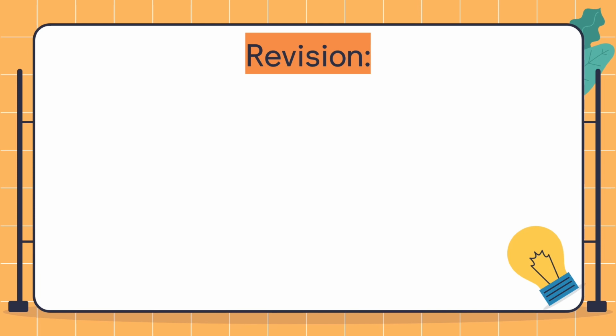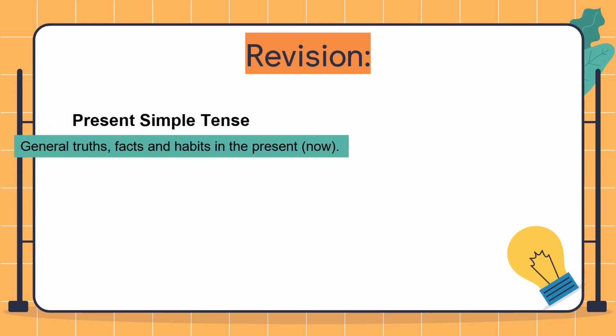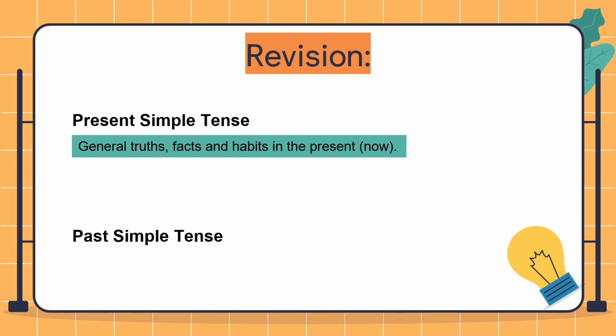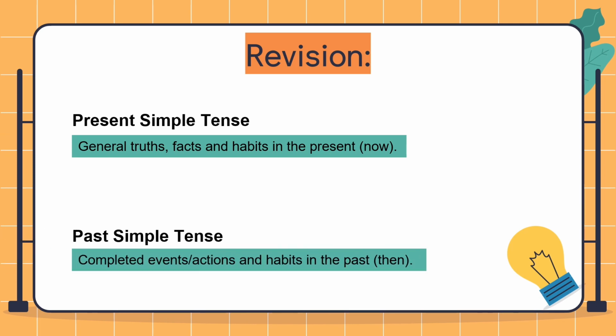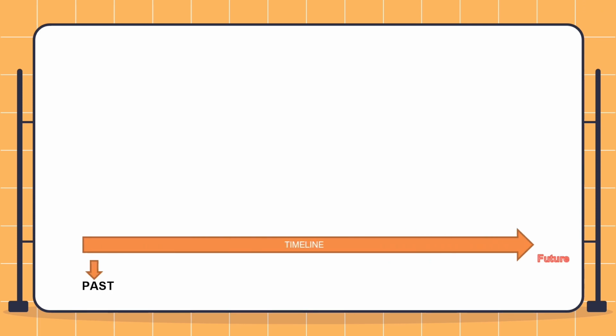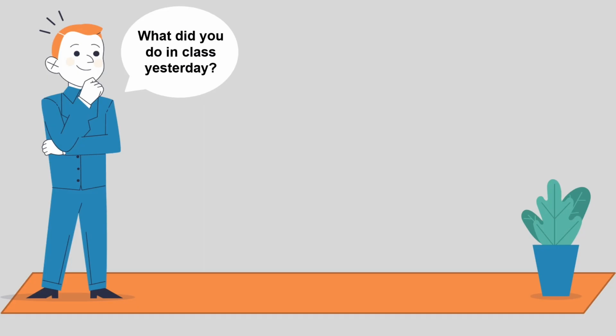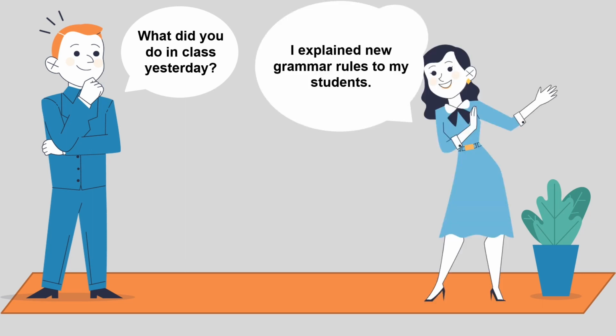You already know about the present simple tense, which describes general truths, facts, and habits in the present, and the past simple, which describes completed actions and events in the past. Looking at the timeline, the past simple would be here, in the past. Imagine I meet a colleague in a school corridor and he asks me, "What did you do in class yesterday?" Then I will probably answer, "I explained grammar rules to my students." I'm using the past simple because I'm talking about a completed action in the past.